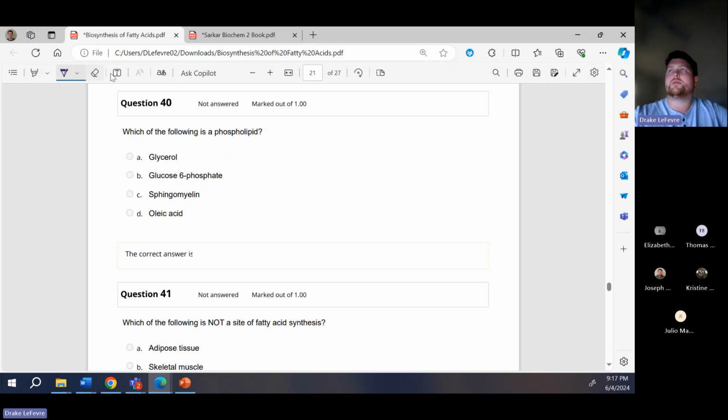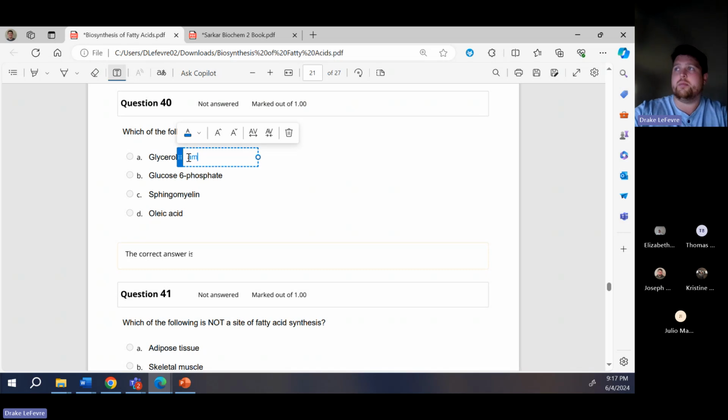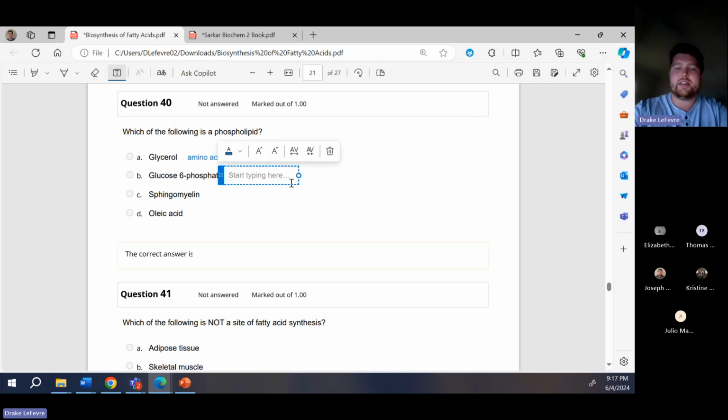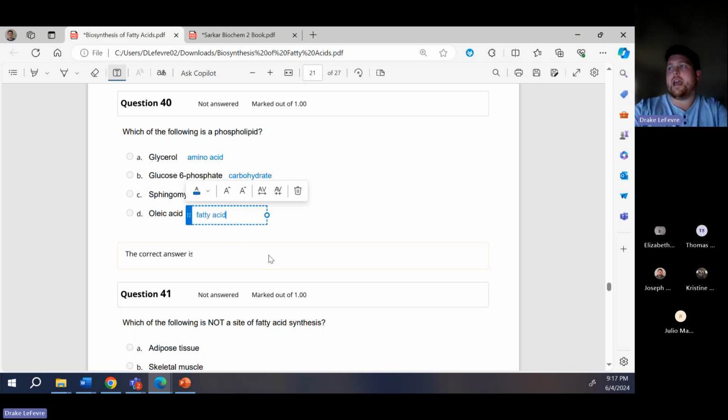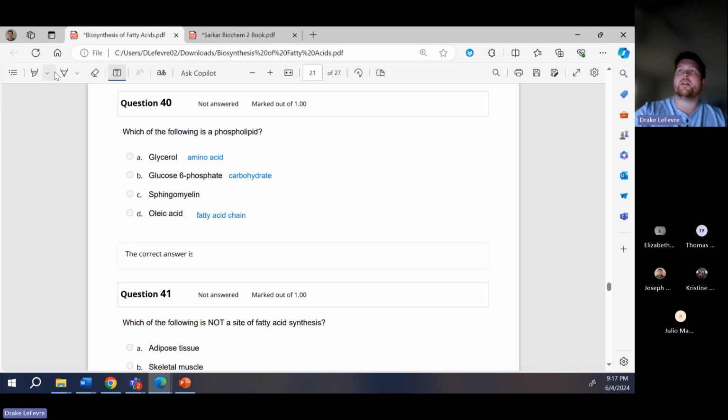Glycerol, right here, glycerol is an amino acid. Glucose 6-phosphate, that is a carbohydrate-based molecule. Sphingomyelin, that one is going to have lipid in it. And oleic acid, that's a fatty acid chain. So no phosphorus involved there. So best guess, sphingomyelin.